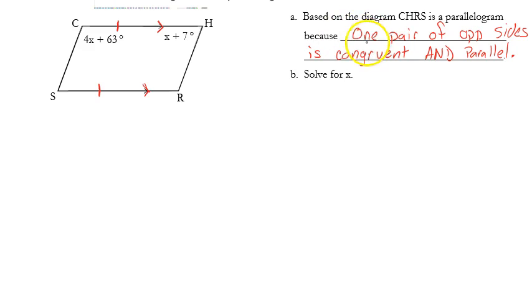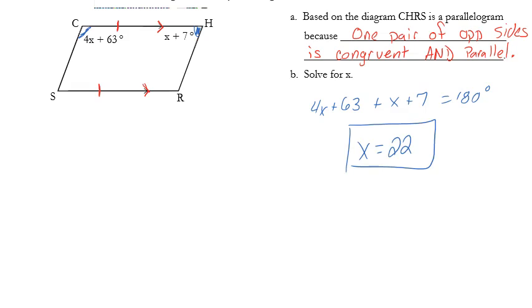Now part A tells me it's a parallelogram. That allows me to use all of the other parallelogram properties. Mainly that angle C and angle H are consecutive angles. Consecutive angles in a parallelogram are supplementary. So 4x plus 63 plus x plus 7 is going to equal 180 degrees. And when we solve, we wind up with x equal to 22.